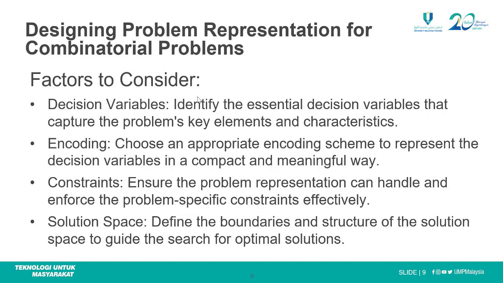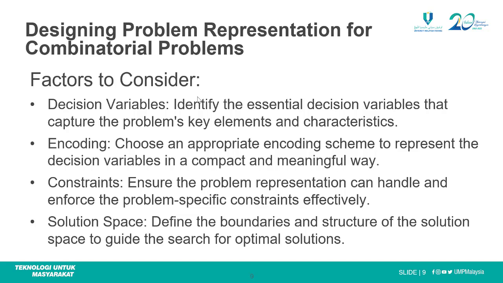The first one is the decision variable. So identify the essential decision variables that capture the problem's key elements and characteristics. The decision variables that we need to utilize in order to optimize our problem. So we identify the essential or crucial decision variables that directly influence our output indicator. Then encoding: choose an appropriate encoding scheme to represent the decision variables in a compact and meaningful way. So we try to design the encoding as simple as possible, but it can represent the problem that we are dealing with.